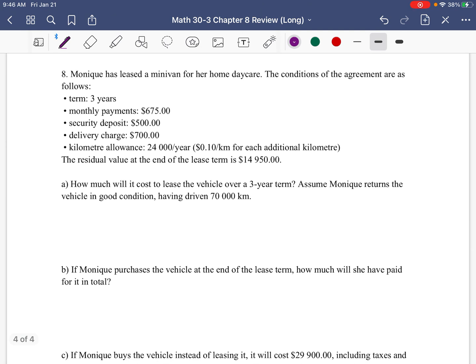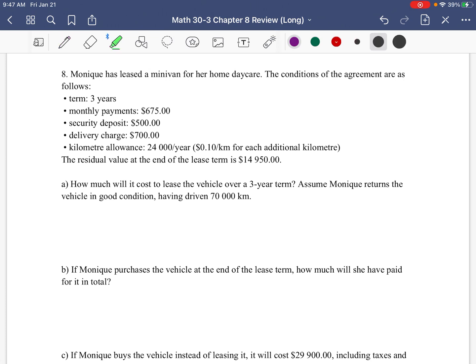All right, so here we go. Number 8. Monique has leased a minivan for her home daycare. The conditions of the agreement are as follows. Term, 3 years. Monthly payments, $675. Security deposit, $500. Delivery charge, $700. Kilometer allowance, $24,000 a year, and 10 cents per kilometer for each additional kilometer. The residual value at the end of the lease is $14,950.